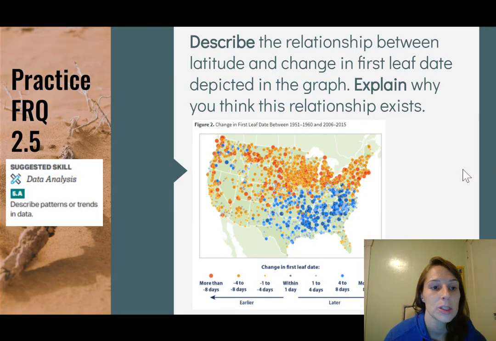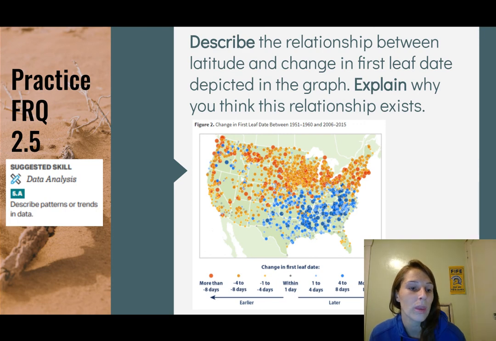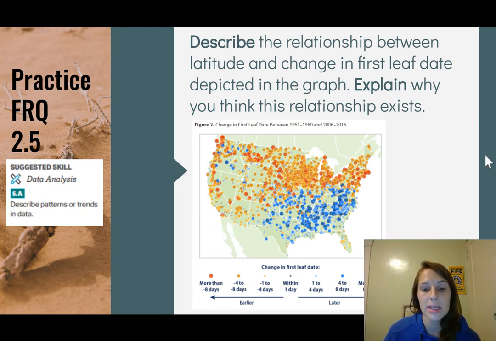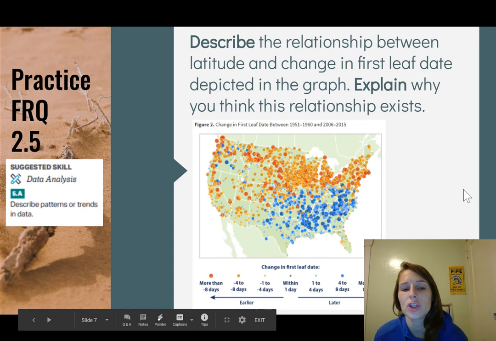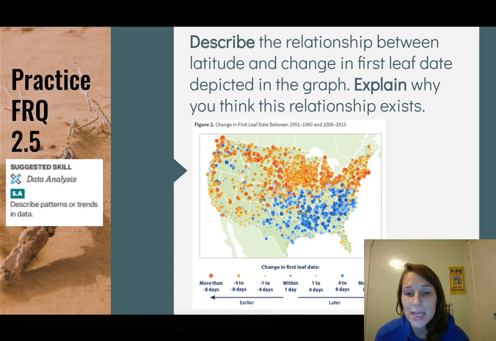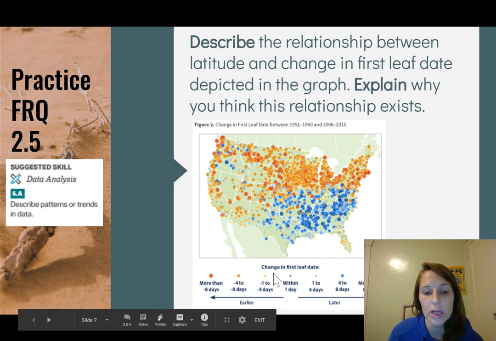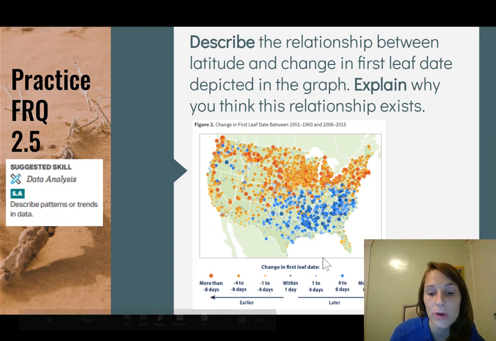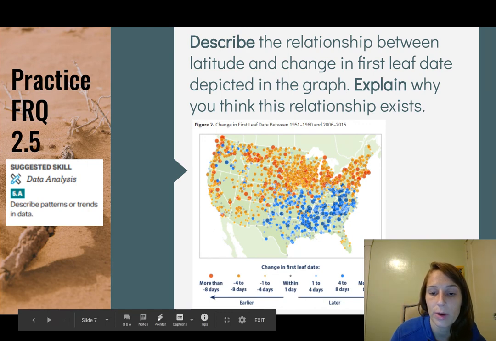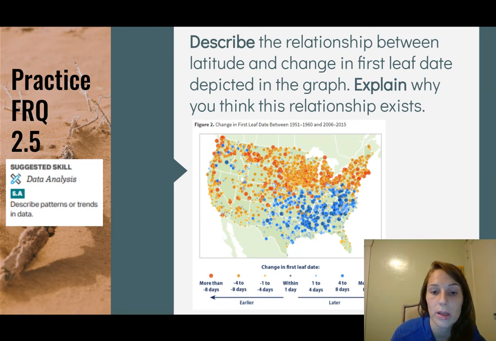So your practice FRQ for today is doing data analysis, where you're going to describe patterns or trends in data. So if you look at this diagram here, this diagram is showing the first leaf date in honeysuckle, a type of plant. And so these yellow to orangish colors are where the first leaf date is happening earlier than historical data, how it used to. And the blue ones are where it is happening later than it historically used to.